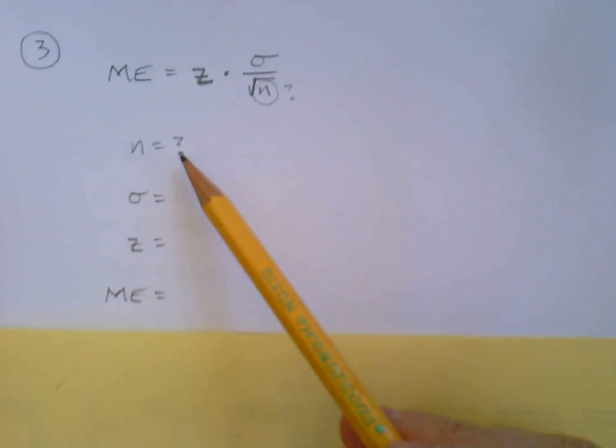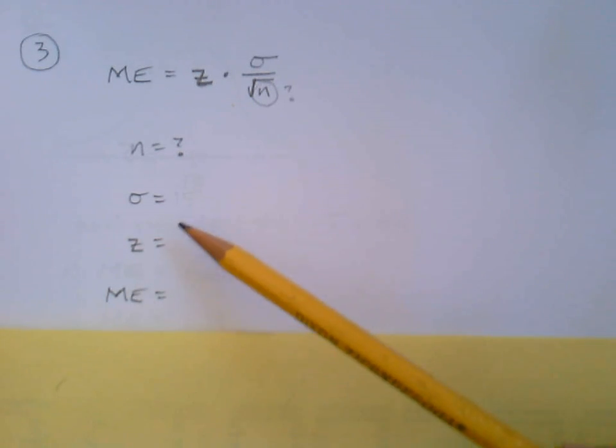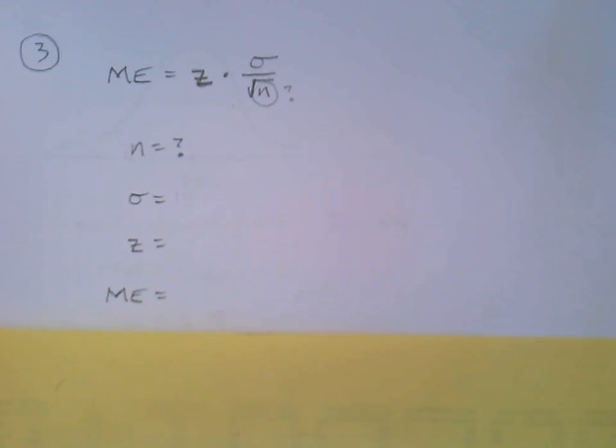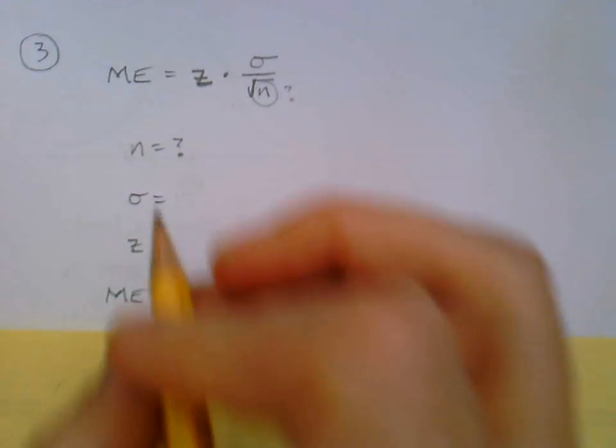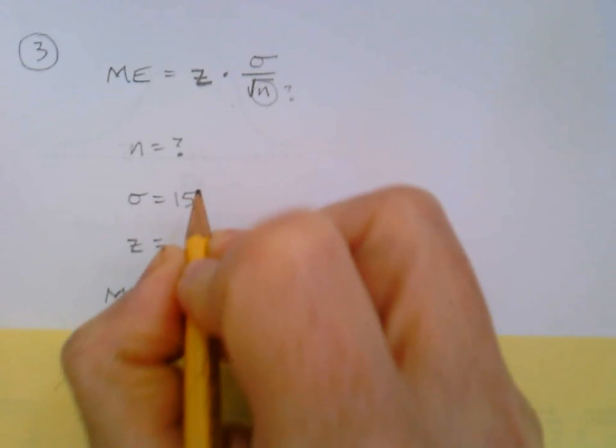So the goal is this. We know we're looking for n. That's going to be the thing that we solve for in the end. So it must be that we know the other 3. Let's think that through. Let's start with sigma. What is sigma here? Of course, if we were in class, I'd just put it out to people. Maybe somebody would see it. Usually sigma is the easiest one. It says right there, assume the population standard deviation is 15 IQ points. So we know that's going to be 15.